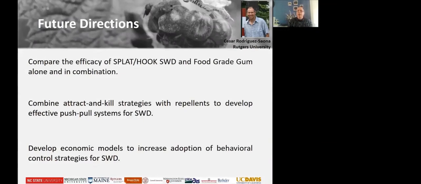Moving forward, we plan to continue to compare the efficacy of these behavior-based strategies in multiple crops and states. We also plan to combine them with repellents to develop novel push-pull systems. And we also plan to determine the economic feasibility of these strategies to increase their adoption.